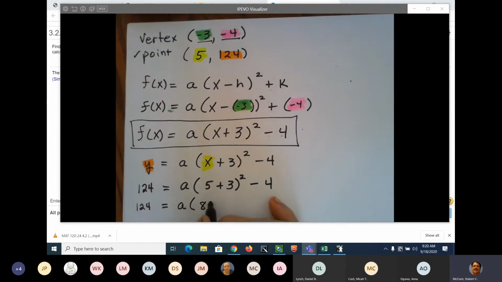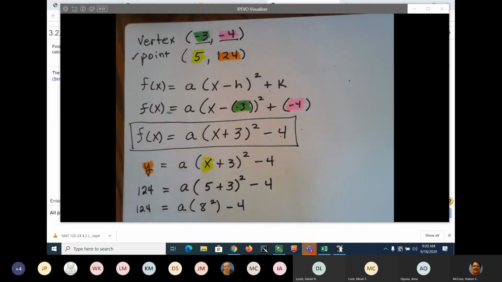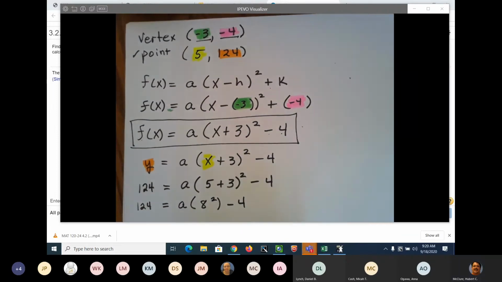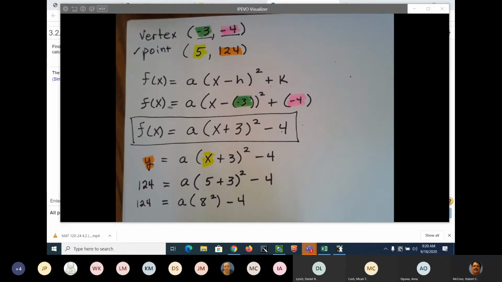8 squared minus 4. Well, that's good. Miss, I was going to ask who said that up there.